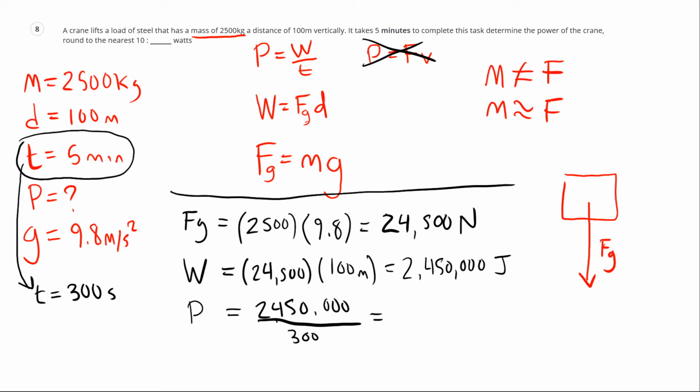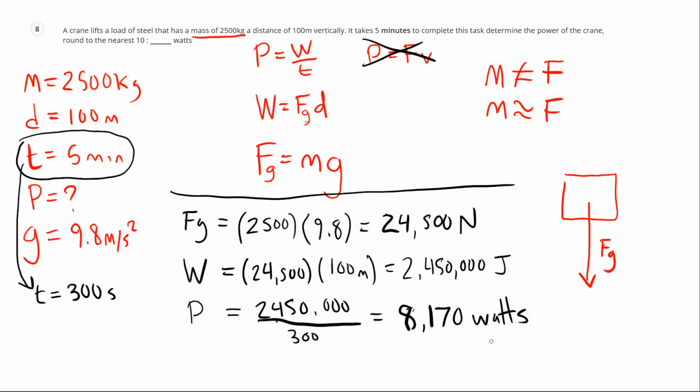So 8,166.6. The question, though, is asking us to take that number and round it to the nearest tens. Well, if I have a 6, that means that this is going to be 8,170 by the look of it, because 6 is going to round up. So 8,170 watts. Okay.